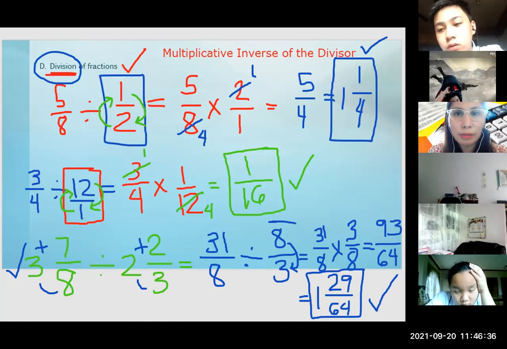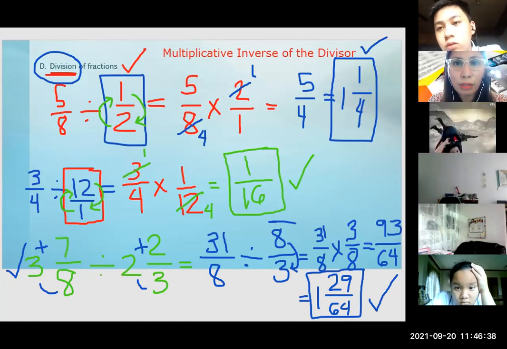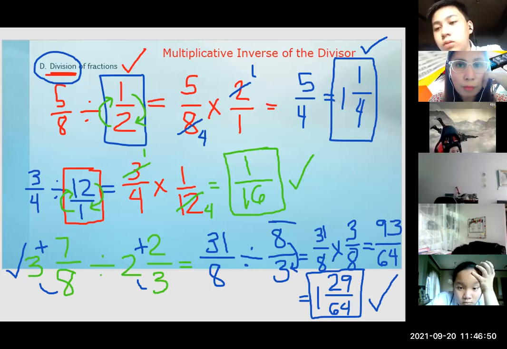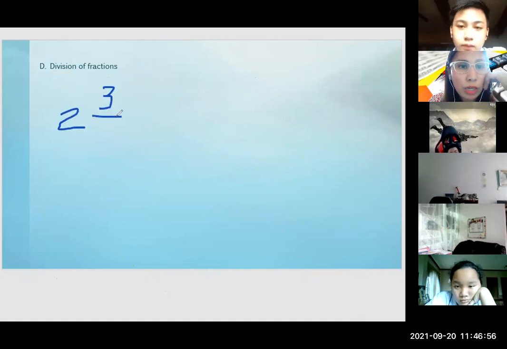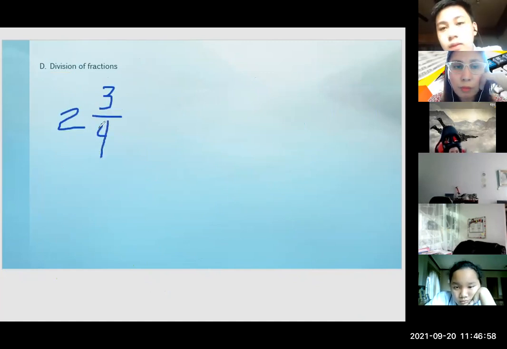Okay. It's like this. I'll give you an example. If the given number is in mixed number, right? The whole number. Okay, it's like this. Let's say we have 2 and 3/4 divided by, you want the whole number?